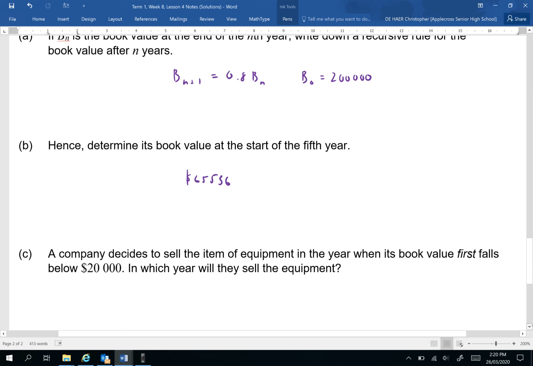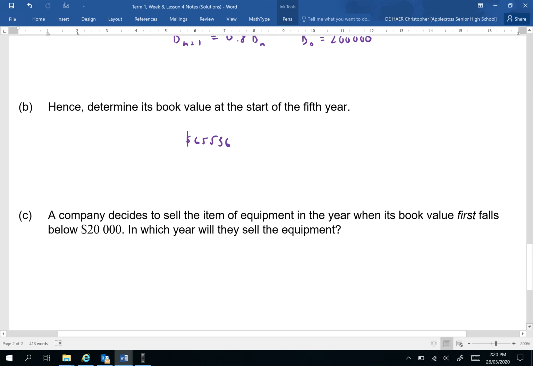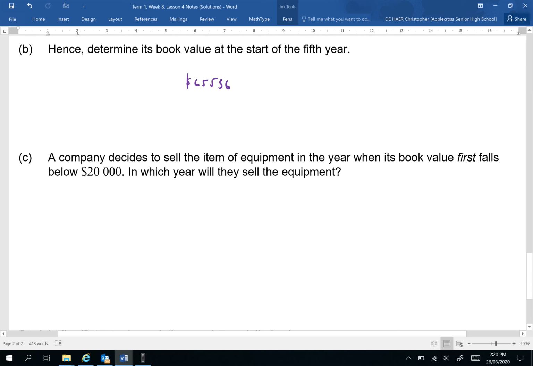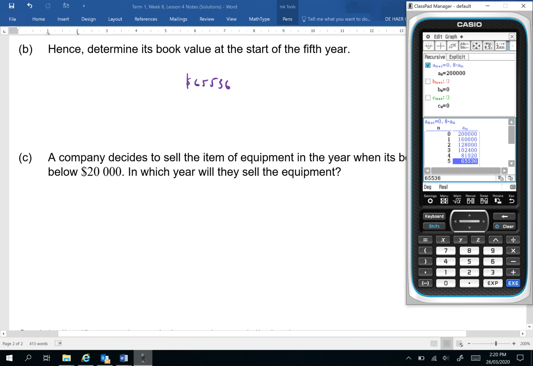We can then ask various sorts of questions. So we could say, well, the company decides to sell the item of equipment in the year when its book value first falls below 20,000. In which year will they sell the equipment? So again, our ClassPad comes in handy here.